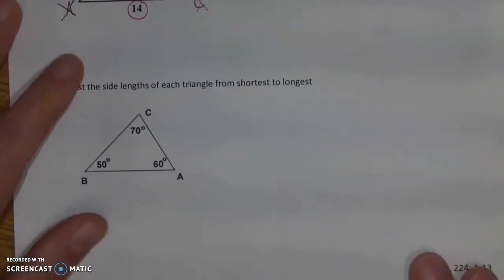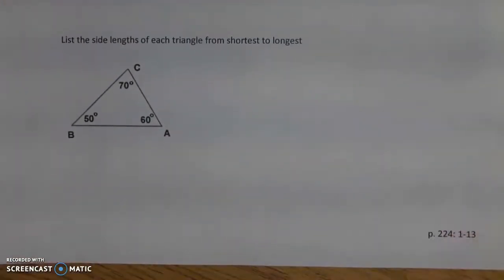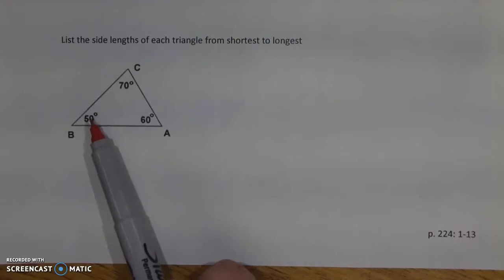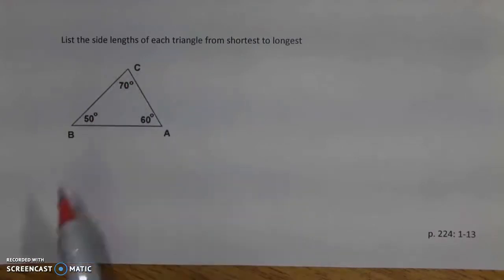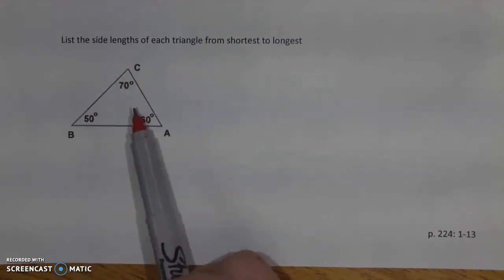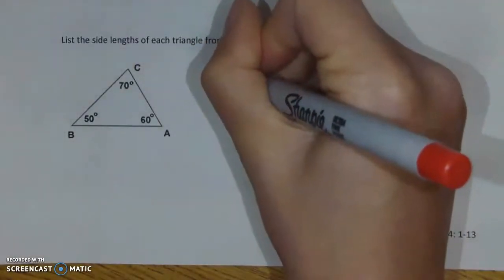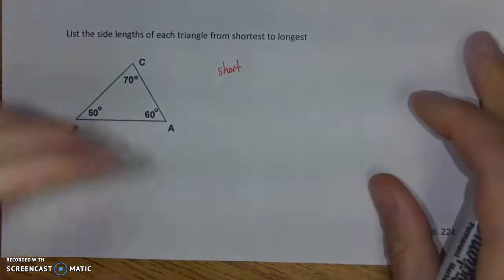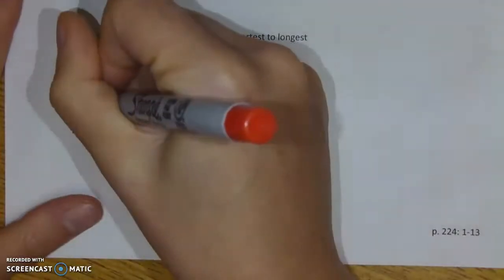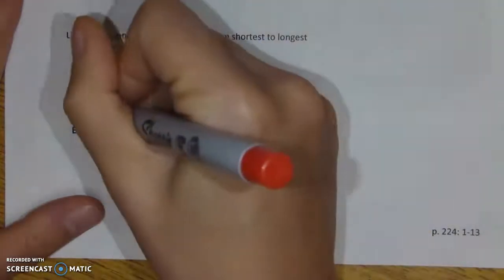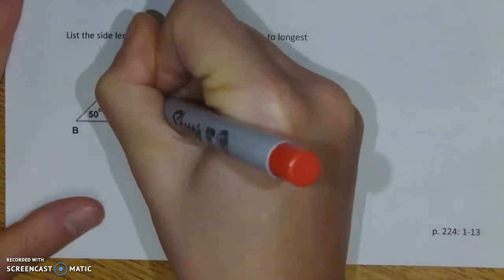And I can use that same process, but in reverse. I can list the side lengths of each triangle from the shortest to the longest. And here, notice how I have each of my angles listed. If I want the shortest side first, I'm going to start with my smallest angle. And in this case, my smallest angle is B, which means that the opposite side will be the shortest in length.